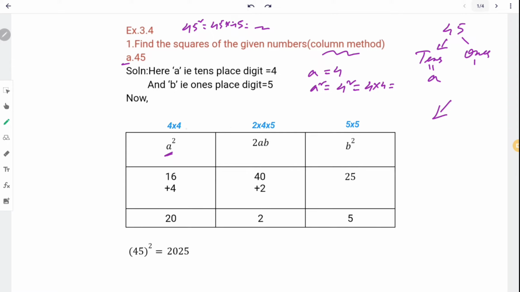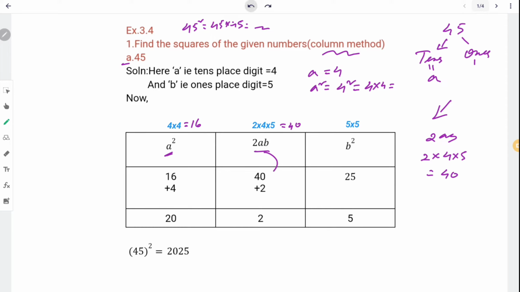And next, let's go to twice AB. You can just write this down for us here. Twice AB, where A is 4 and B is 5. So 2 times 4 is 8, 8 times 5 is 40. So when I multiply, I'm getting 40. So write it down again.